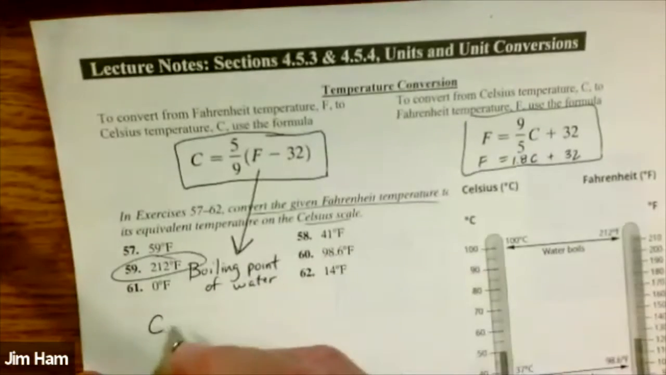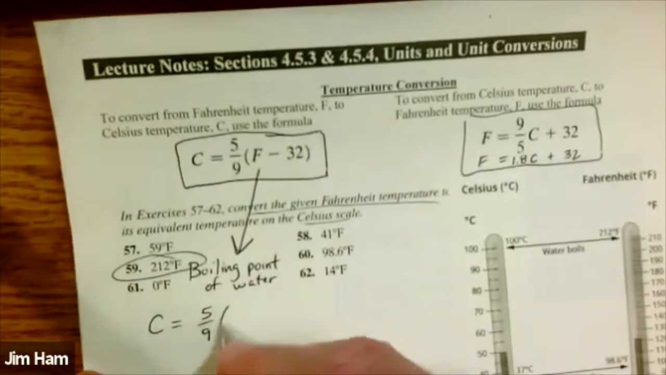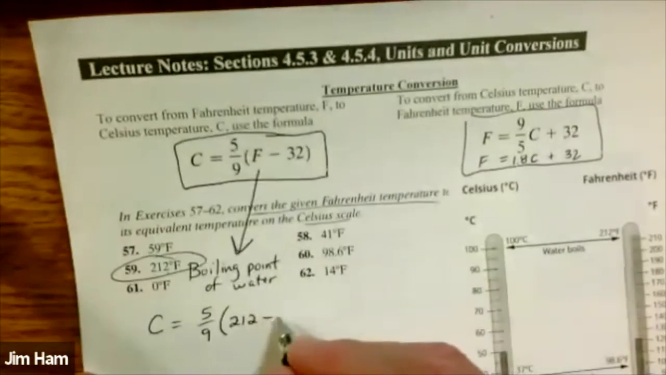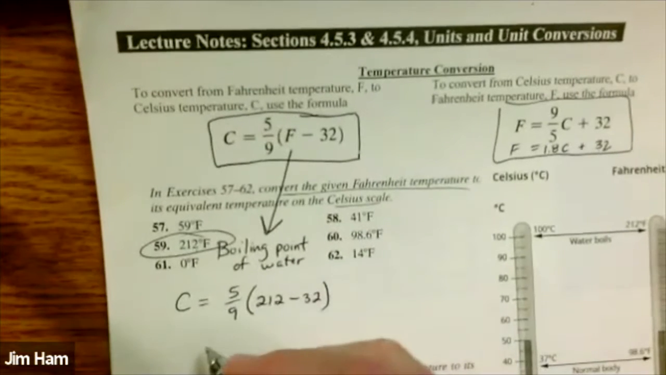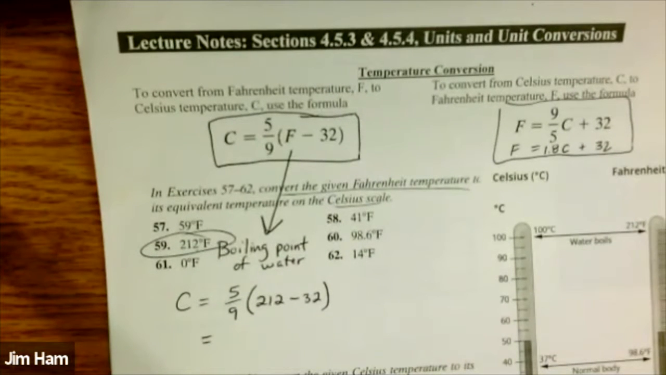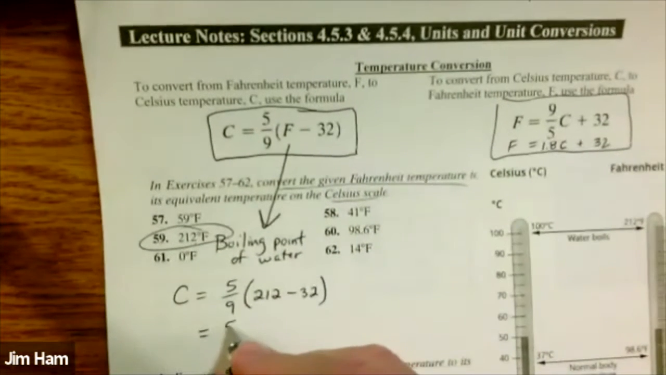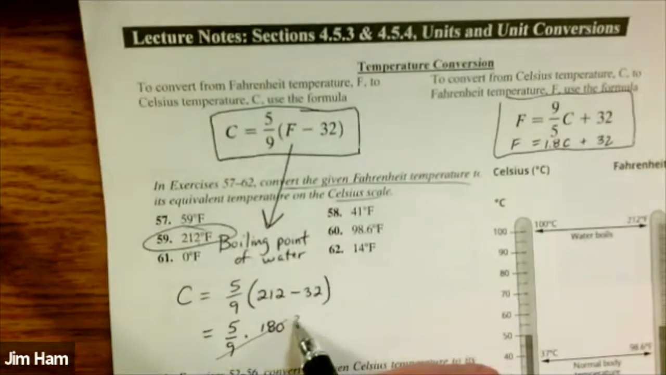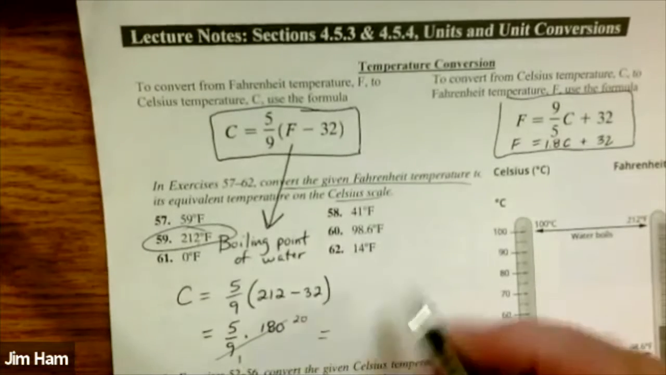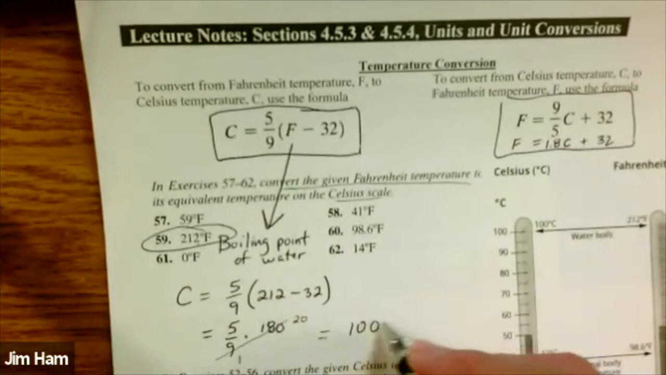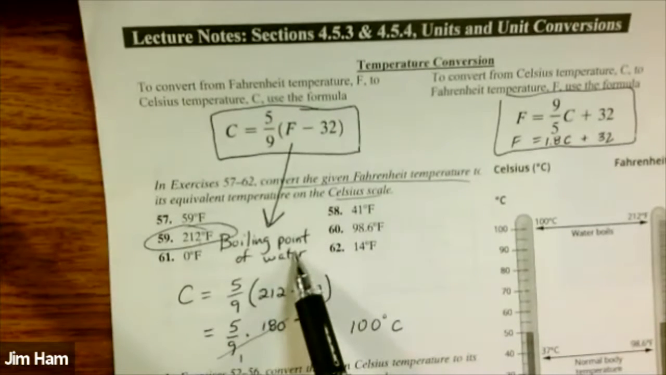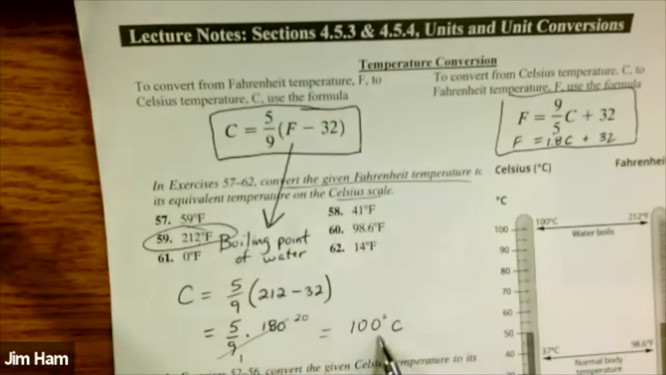And so we're going to take C equals 5/9 times the Fahrenheit temperature, which is 212, and then subtract 32. You can punch this onto your calculator, or you can just multiply it out by hand. 212 minus 32 is 180. 180 cancels with a 9, leaving a 20. So you have 5 times 20, or 100 degrees Celsius. So the boiling point of water is 212 Fahrenheit, which is equivalent to 100 degrees Celsius.